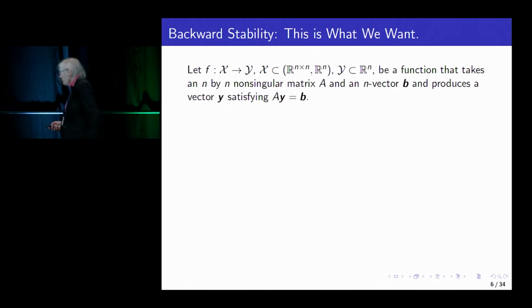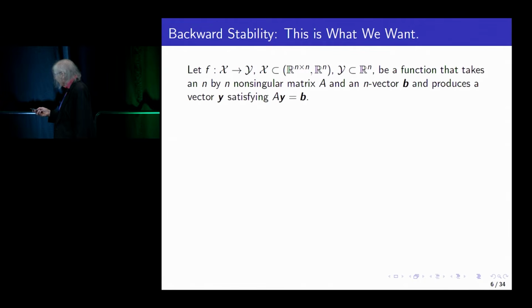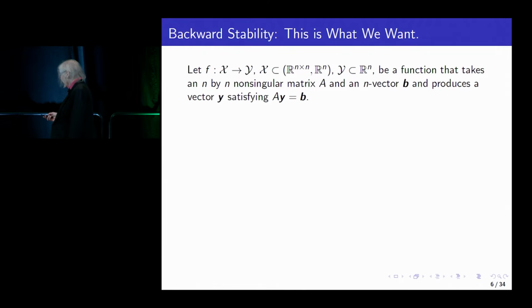Okay, so backward stability. This is what we want. We have a function f that maps real n by n matrices and real vectors to a real vector. These could be complex. I just chose real for the talk. So f takes a non-singular n by n matrix A and an n-vector b, and produces the vector y that satisfies Ay = b.